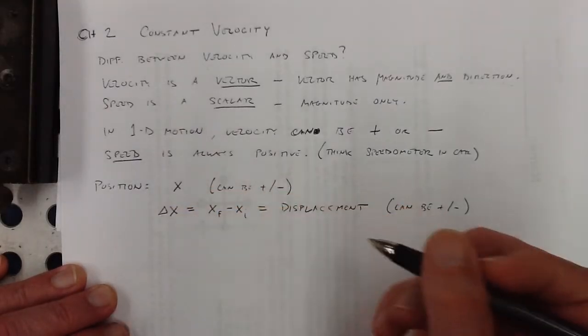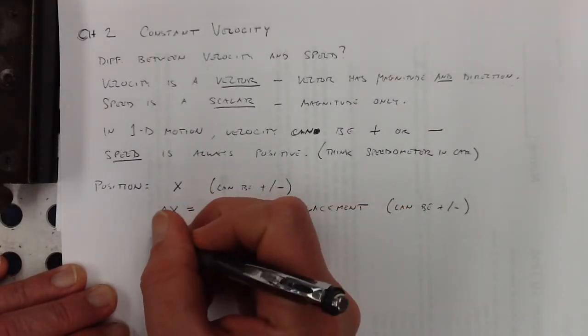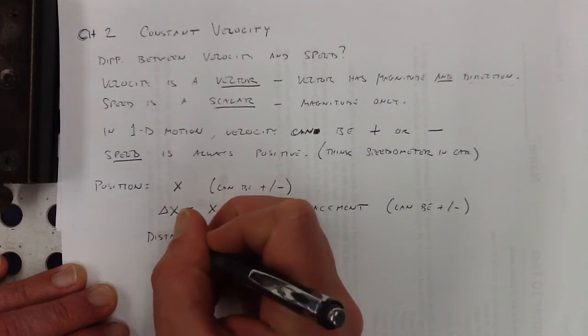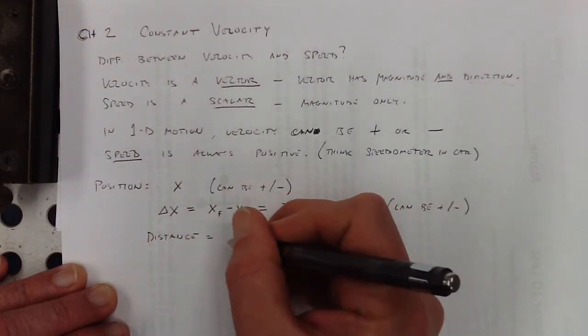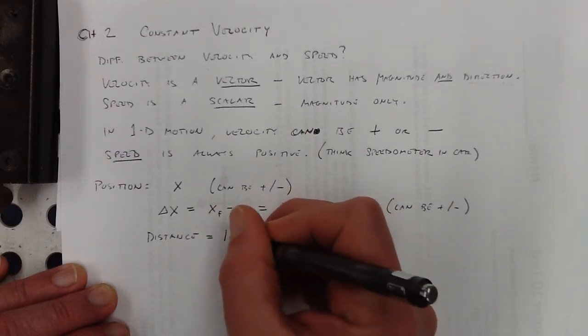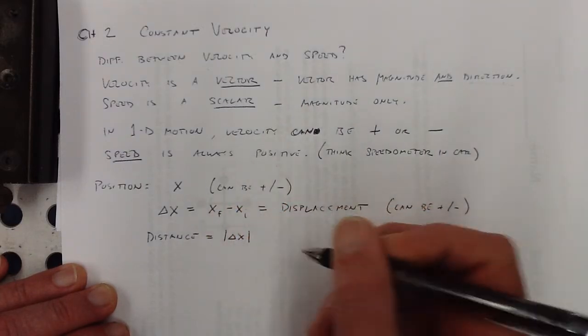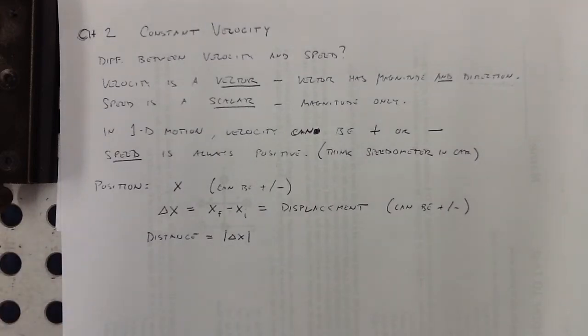All right, and then we have distance, which is the absolute value of displacement. So if you ask me, for example, how far is it, Mr. McGrath, from RCHS to your house? And I said 15 miles.